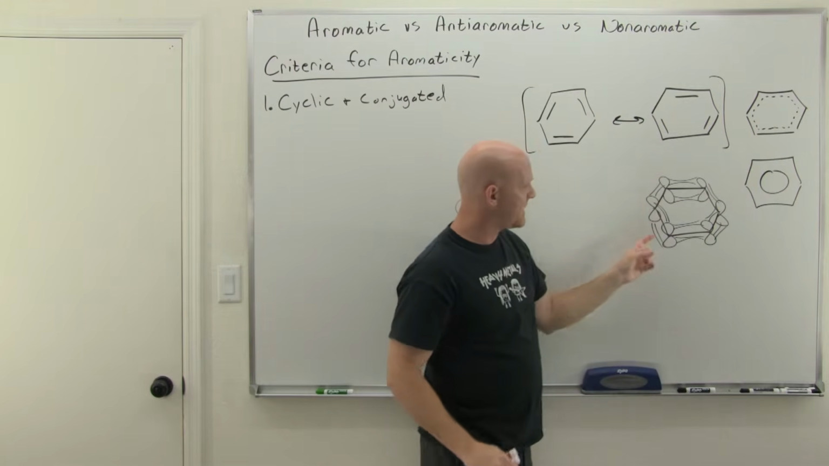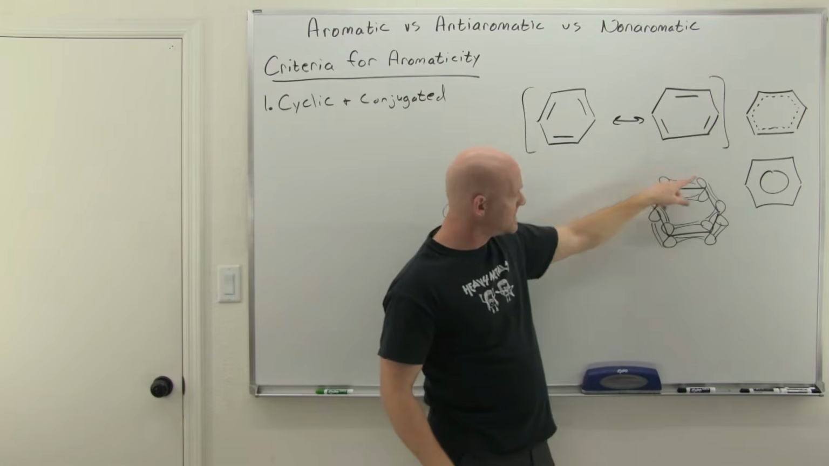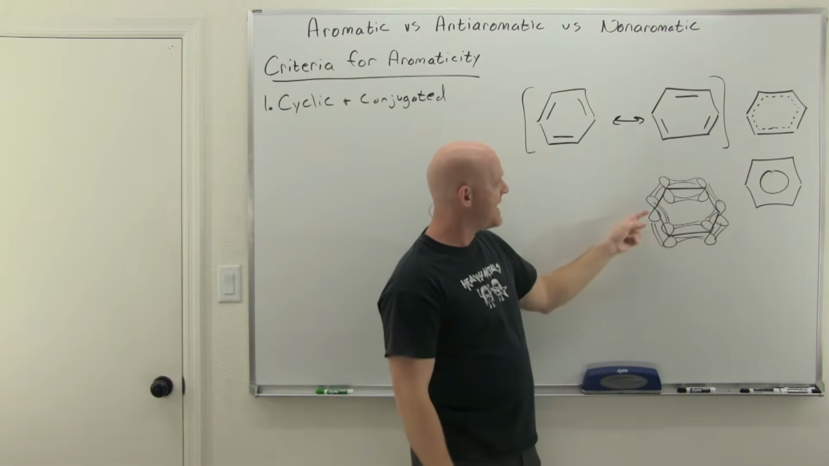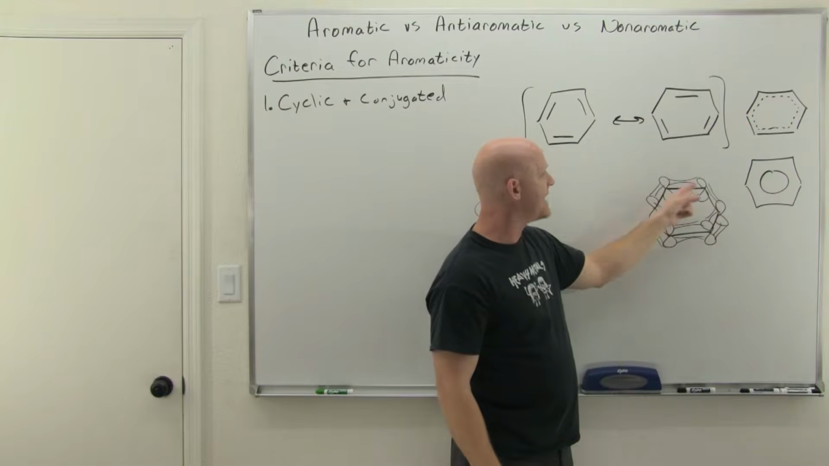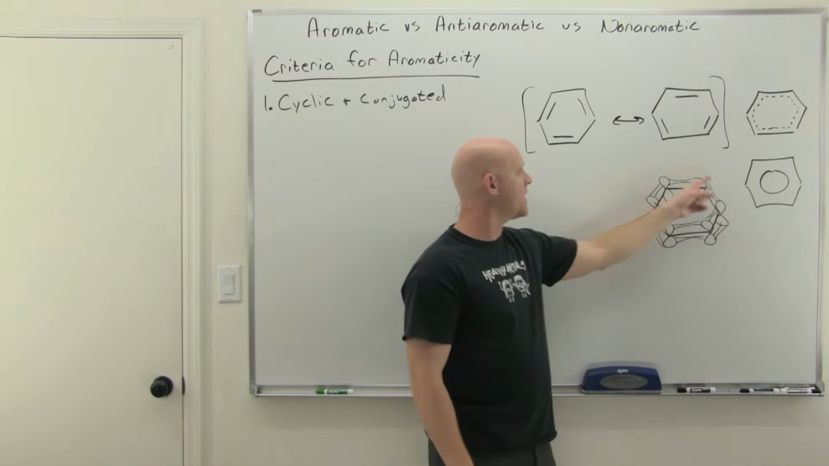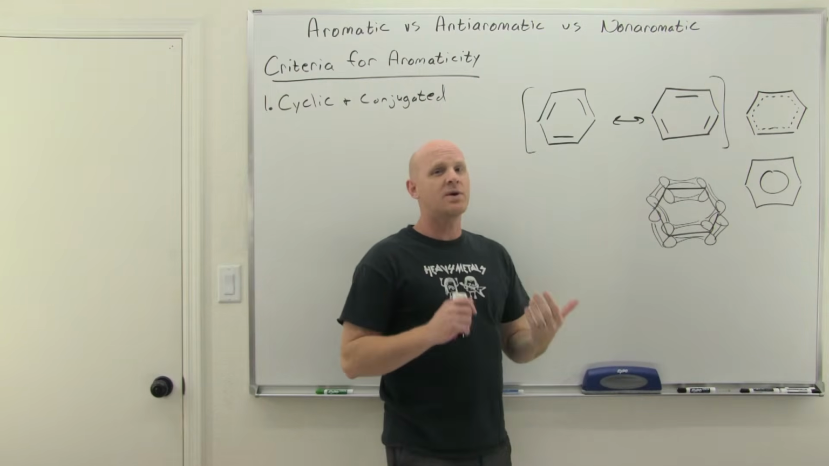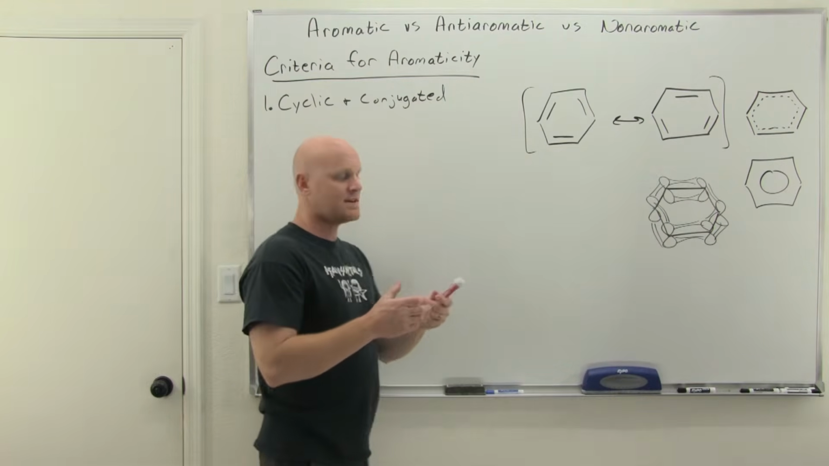If you look, you've got this parallel system of p orbitals all the way around the ring with delocalization all the way around. So every atom in that ring has to have a p orbital as part of this conjugated system, and they've all got to be able to be parallel, which will put some other constraints on us here. So that's criterion number 1. It's got to be cyclic and it's got to be conjugated.